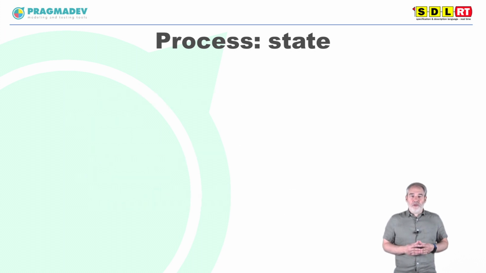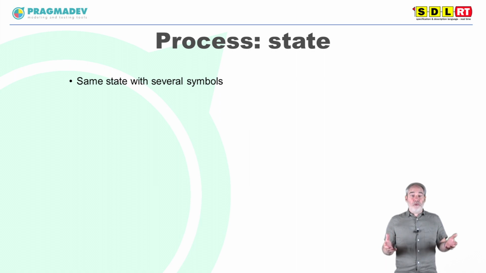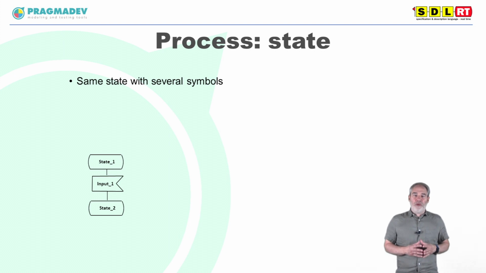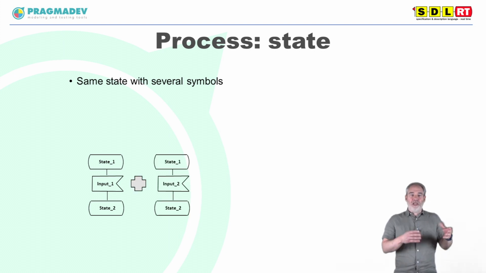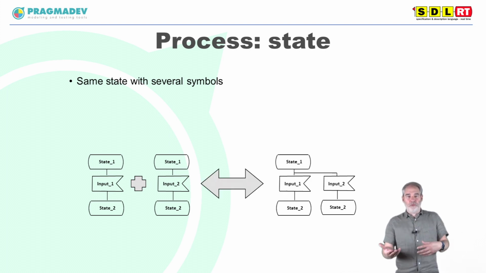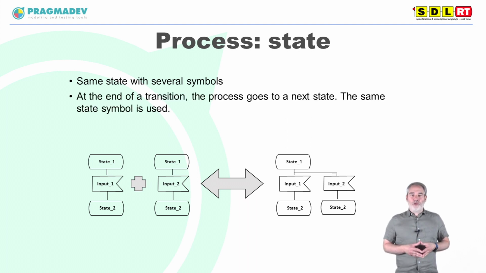Because it is graphical notation, a transition might end up with a lot of symbols. So it's possible to describe the same state with the same symbol used several times at different places. For example, the state 1 input 1 transition is described separately from the state 1 input 2 transition. This is equivalent to describing input 2 and input 1 in state 1. At the end of the transition, the process will go to a new state. It can use the same graphical symbol as the starting state, even though it is clearer to separate the new state symbol from the old state 1.